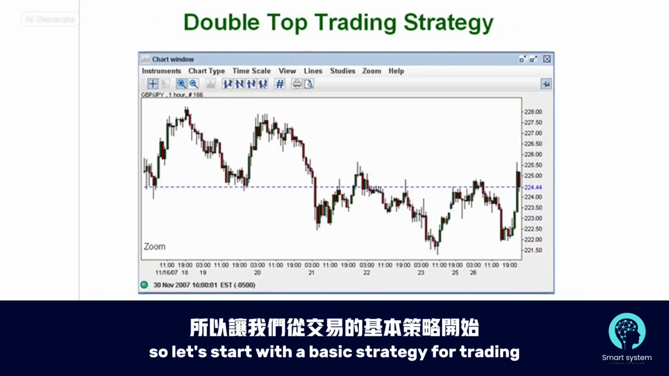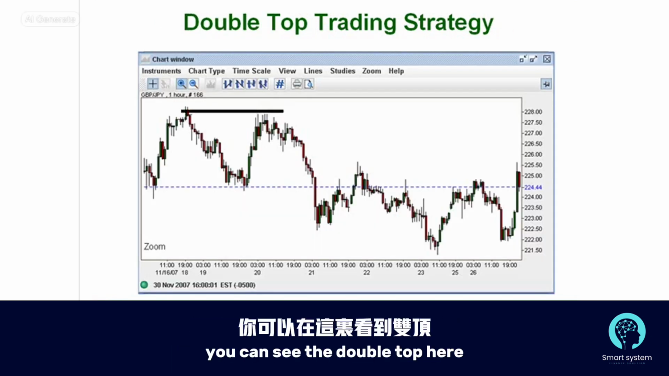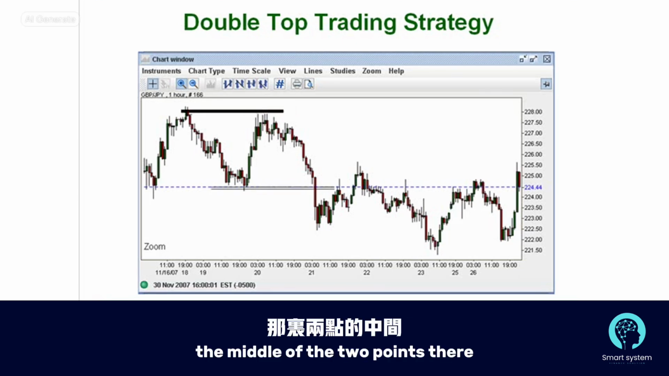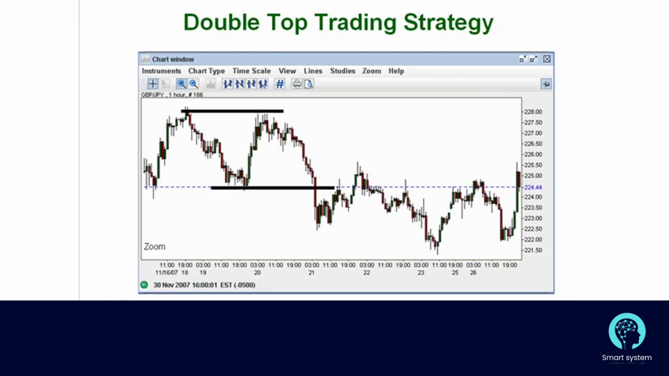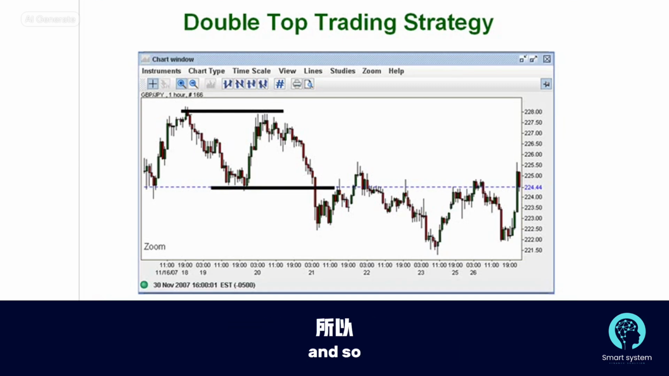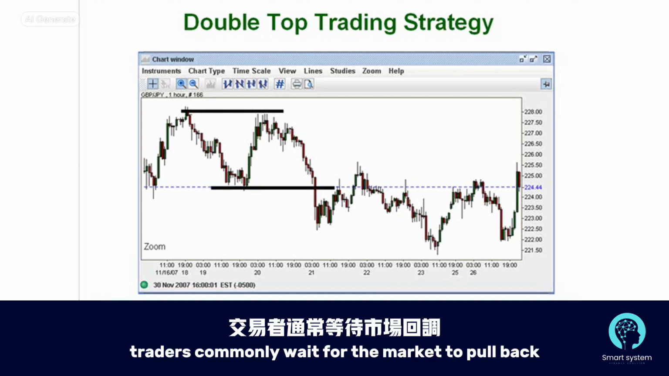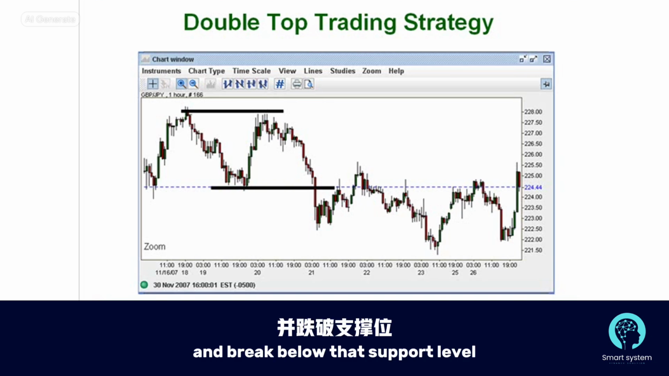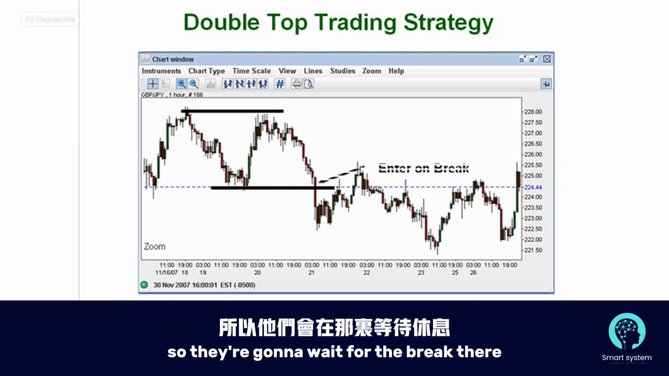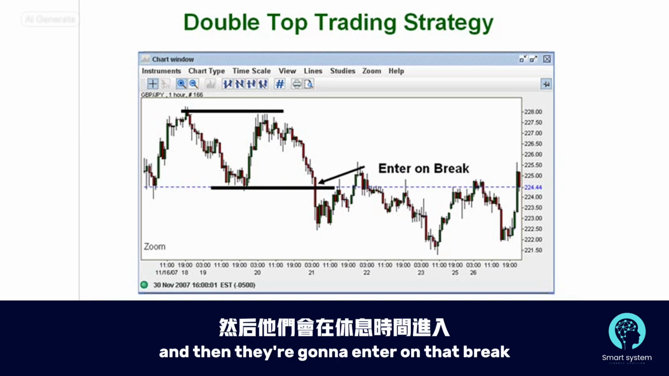So let's start with a basic strategy for trading. You can see the double top here, forming our resistance level. The middle of the 2 points there, referred to as the trough, is considered our support level. Traders commonly wait for the market to pull back and break below that support level as a confirmation that the double top is actually in place. So they're going to wait for the break there, and then they're going to enter on that break.